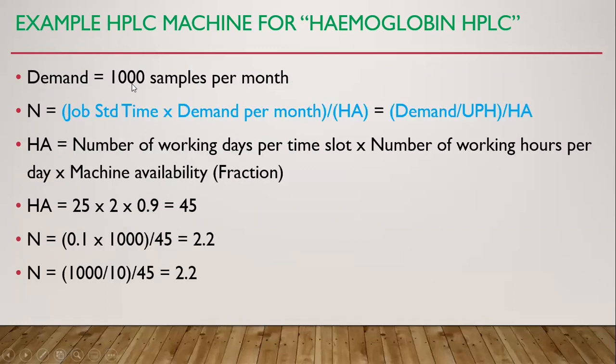So let us say the demand is 1000 samples for hemoglobin HPLC per month, and this is our formula. The HA or hours available is equal to number of working days per time slot or per month multiplied by number of working hours per day multiplied by machine availability, which is in fraction. So the number of working days per month is 25, the number of hours per day available is 2, and 90% of the time the machine is available. So hours available is 45. So n is equal to 2.2, or in other words, we require 3 machines to process 1000 samples per month.